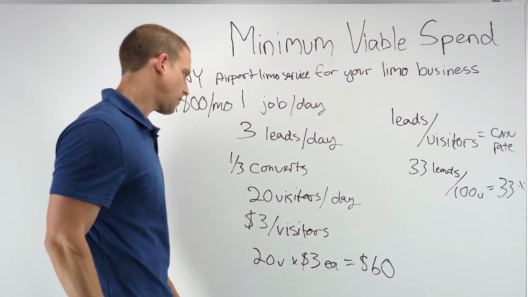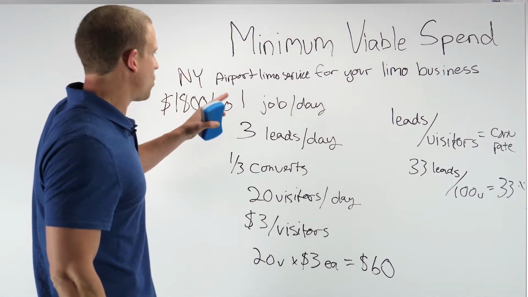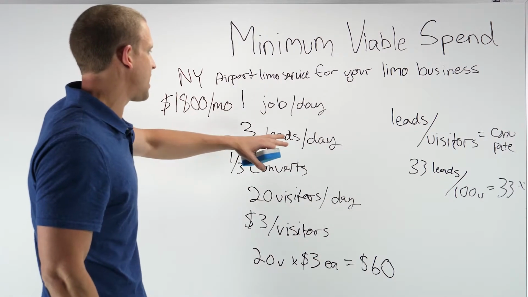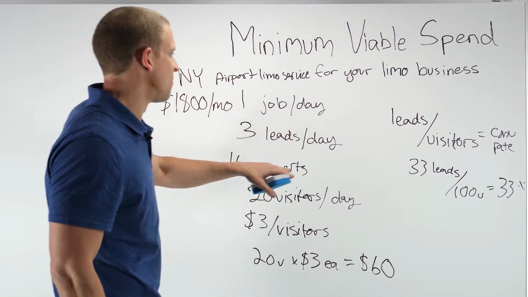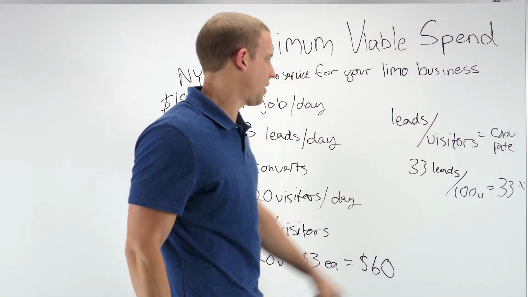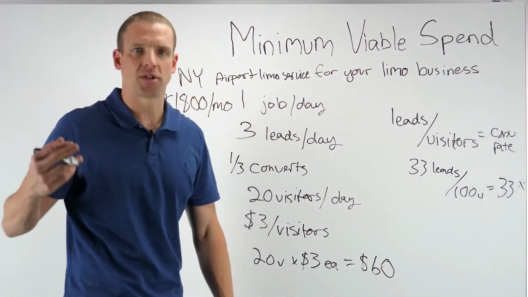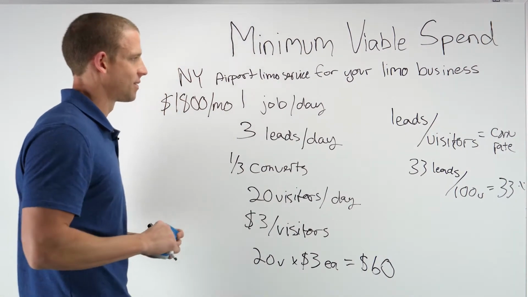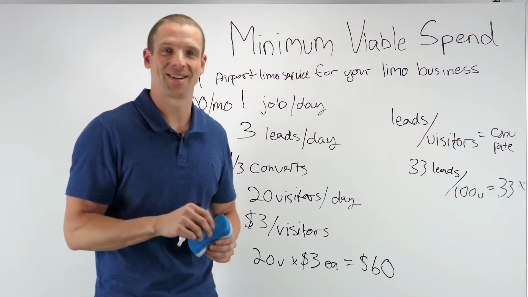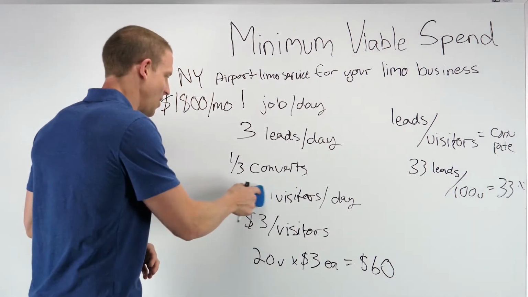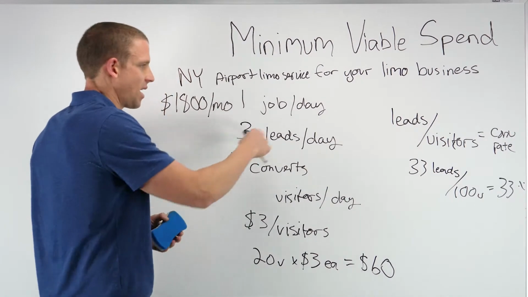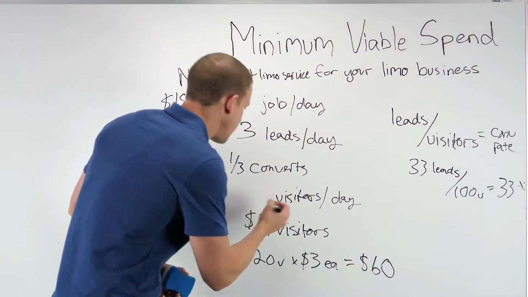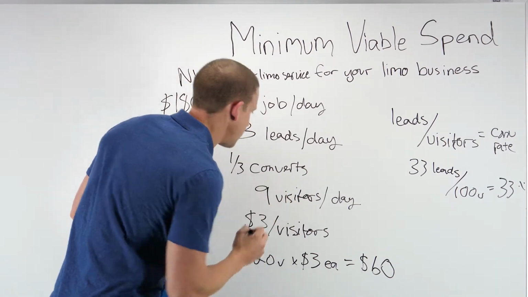And so if we know we want 1 job a day, okay, and we need 3 leads a day to get 1 job a day, and 1 in 3 visitors converts to a lead, how many visitors a day do we need? You wish you would have paid attention in math, don't you? Okay, so if we need 3 leads a day and 1 in 3 visitors converts into a lead, that means we need 9 visitors a day, right?